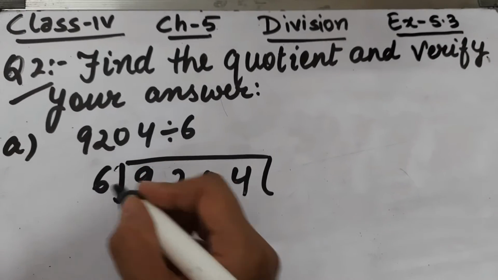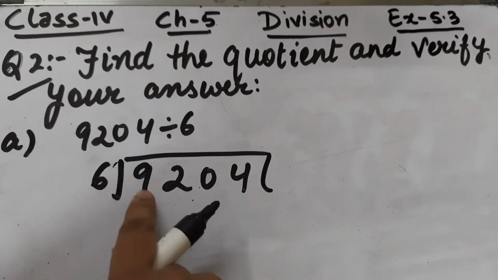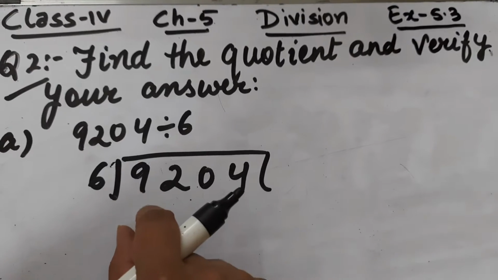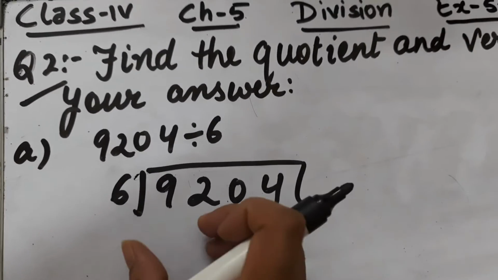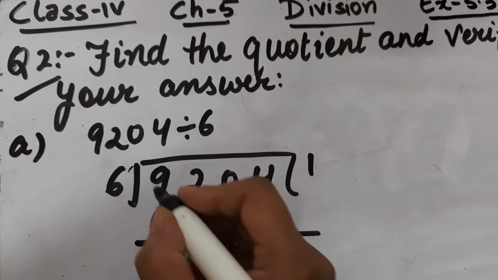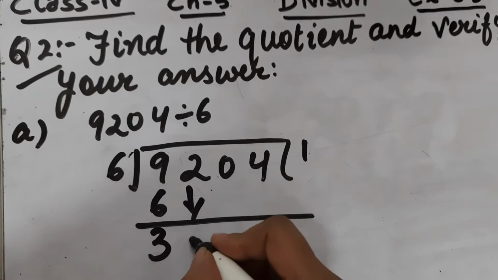See, does 9 come in the table of 6? No, 9 doesn't come in the table of 6, so we will take a number that is just smaller than 9 and comes in the table of 6. And that number is 6. 6 ones are 6. Okay, now subtract it.